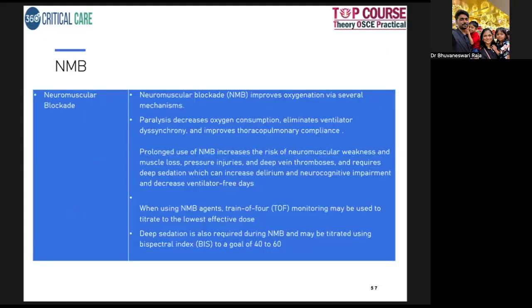Coming on to neuromuscular blockers, they improve oxygenation via several mechanisms, where the paralysis decreases the oxygen consumption, eliminates the ventilator dyssynchrony, and improves the thoracopulmonary compliance. But when we use neuromuscular blockers on a longer term, there is a risk of neuromuscular weakness and muscle loss, pressure injuries, DVT, requirement of deep sedation, and increased incidence of delirium and neurocognitive impairment.